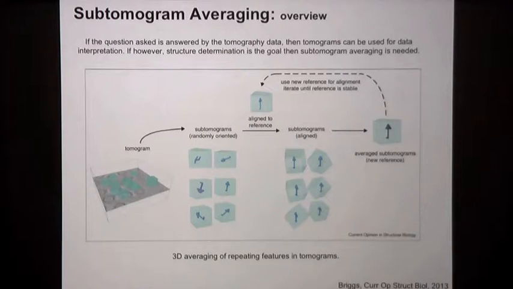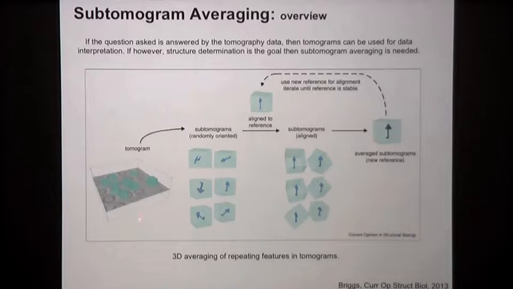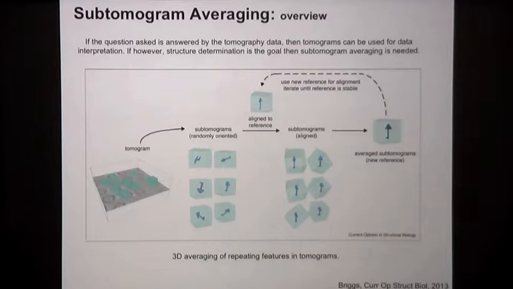subtomogram averaging. Subtomogram averaging is simply averaging of three-dimensional volumes taken from a tomogram. So let's assume this is our tomogram, and this tomogram has some macromolecule that is present in many copies inside it. Then what we would do is go into our tomogram and extract the multiple copies of the macromolecule that we are interested in, and these extracted volumes are called subtomograms or subvolumes, whatever you prefer.